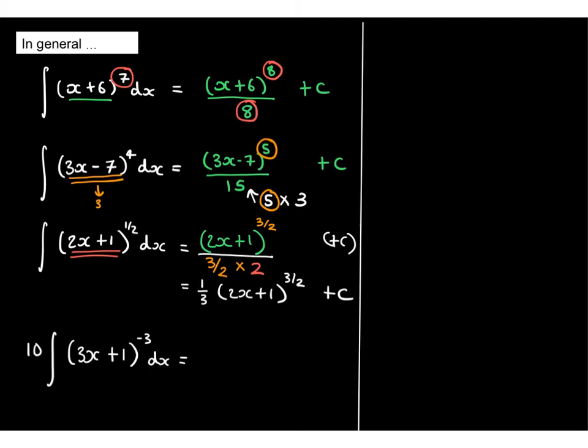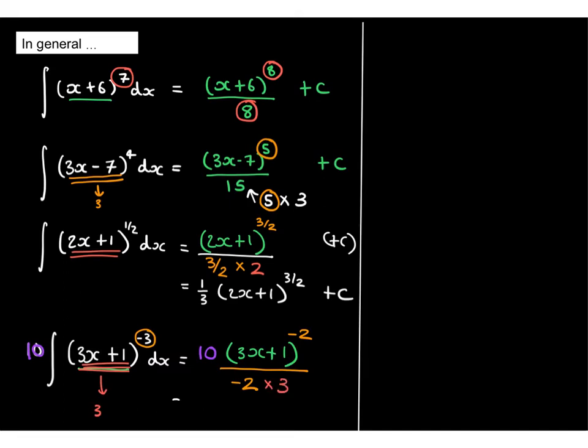And so that leaves us then with one final example where there's a 10 here at the start. Now, that 10 is just a multiplicative factor which will appear at the end. We have 3x plus 1, and it's being raised to a power of -3. So we need to raise that by 1 to -2, and we need to divide by the new power of -2, but we also need to divide by the derivative of the inner function, which is 3.